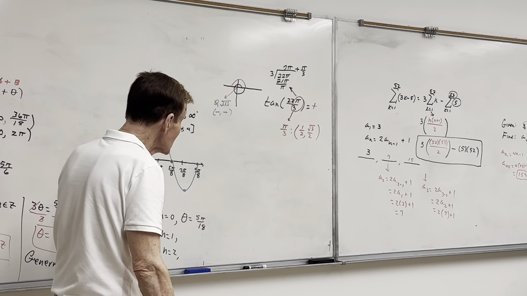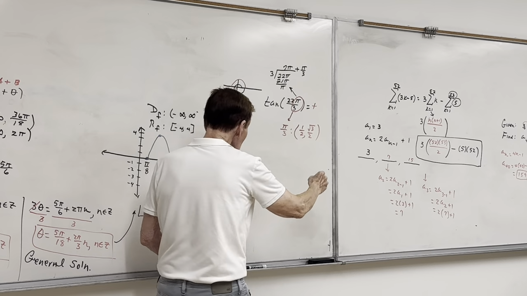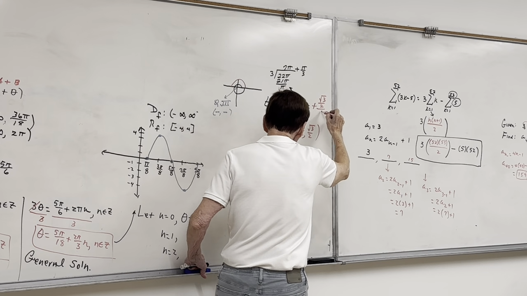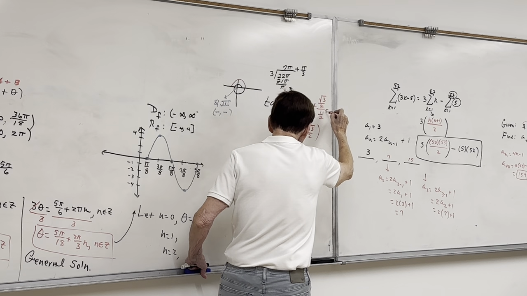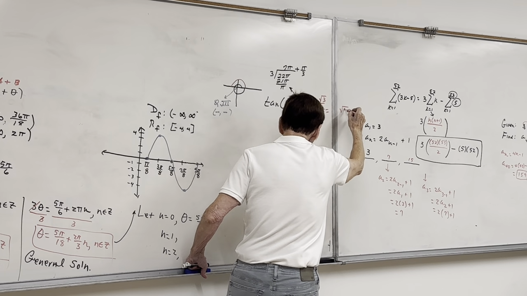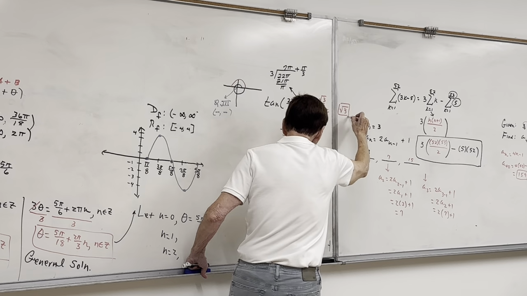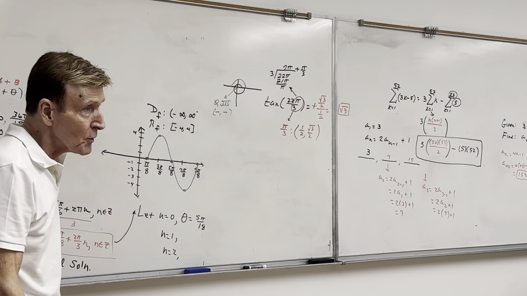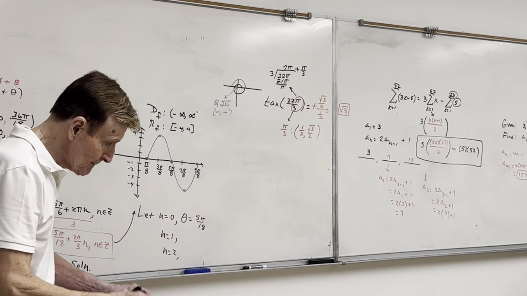Okay. I want tan. Tan says y over x. So that's radical 3 over 2 over 1/2. 2's will cancel. Looks like that's the answer. Yes or no? Okay.